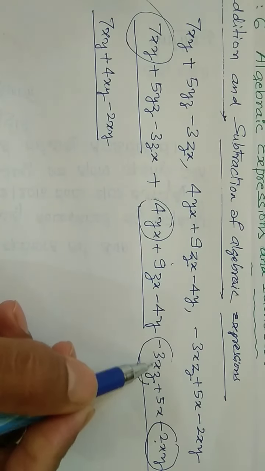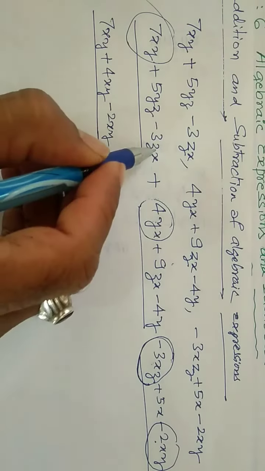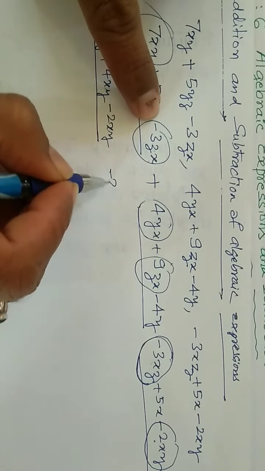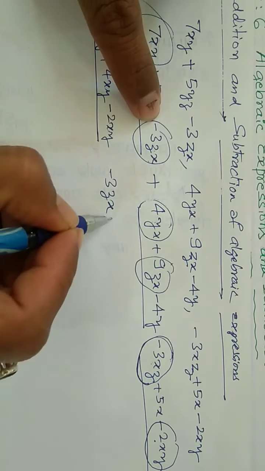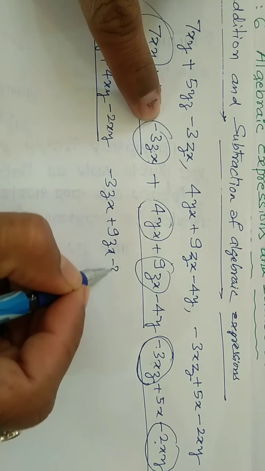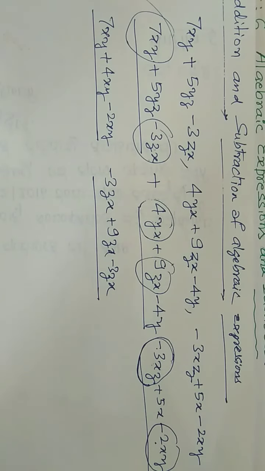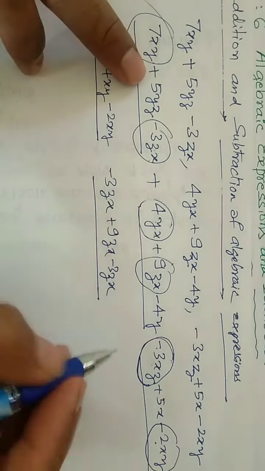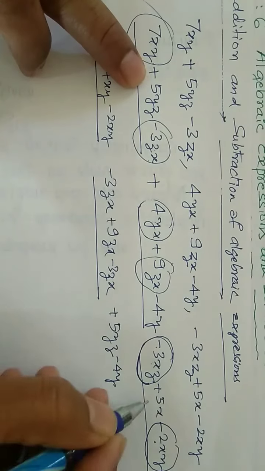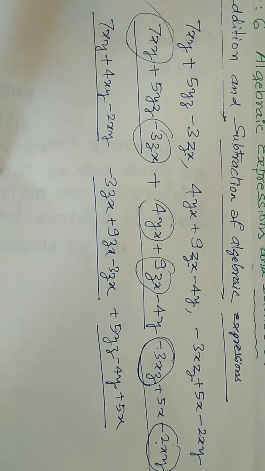Here xz is there, the second one. Let us take the like terms of xz: minus 3zx plus 9zx minus 3zx. All the zx like terms have been made into a group, and what remained? Plus 5yz remained, minus 4y remained, and plus 5x remained. All the unlike terms I have made into another group.